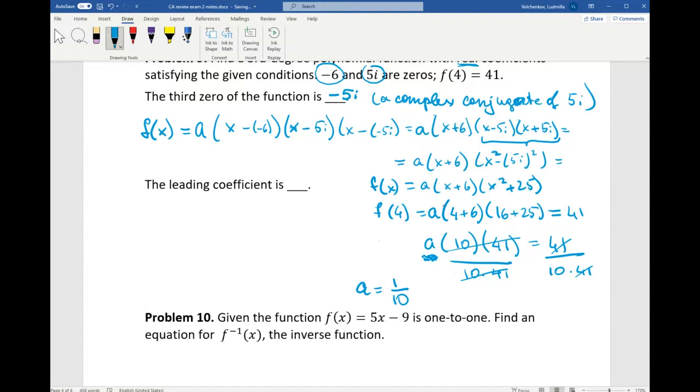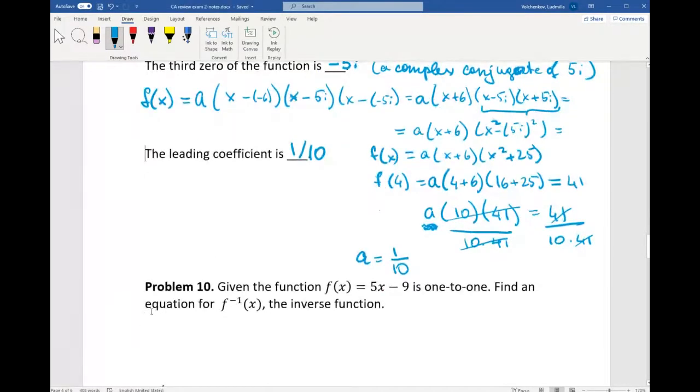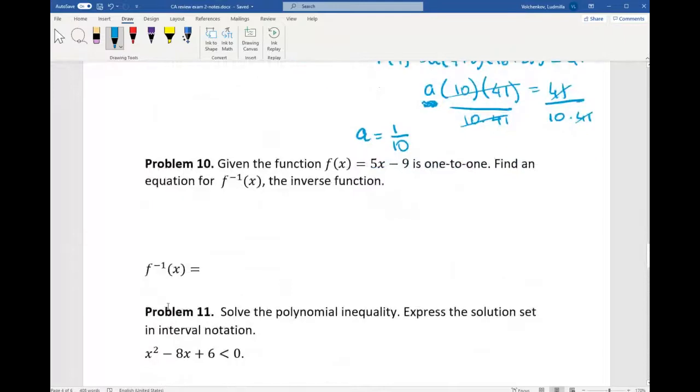So the leading coefficient is 1 over 10. Okay, and we go to the next problem.